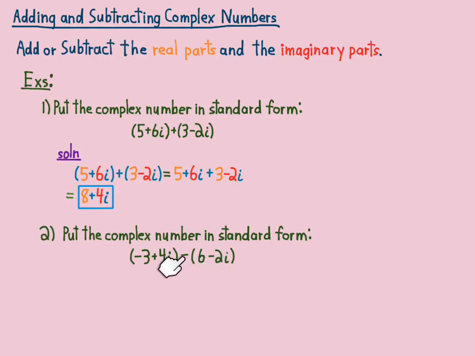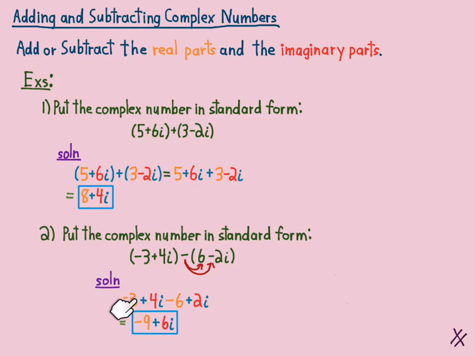Be very careful anytime there's negatives, right? Or subtraction. Minus and negative is plus. Okay, so that's why you always write these out without the parentheses before you put them together. Right? Like that. And now I can put together the real parts and the imaginary terms there. So I've got negative 3 minus 6 is negative 9. 4i plus 2i is plus 6i.